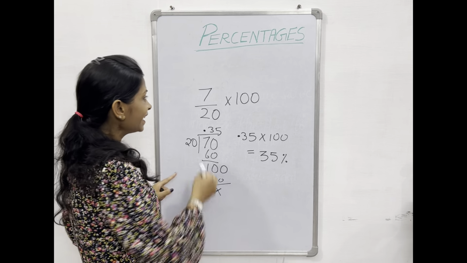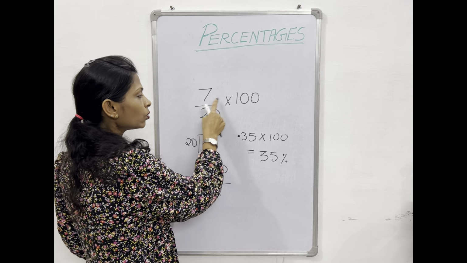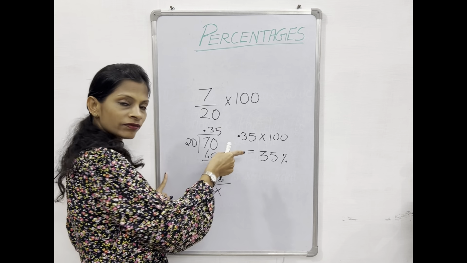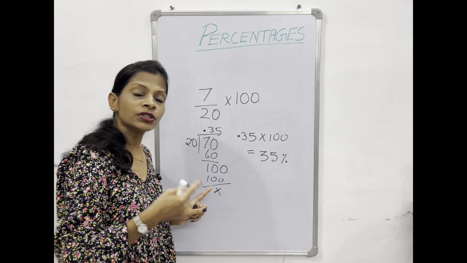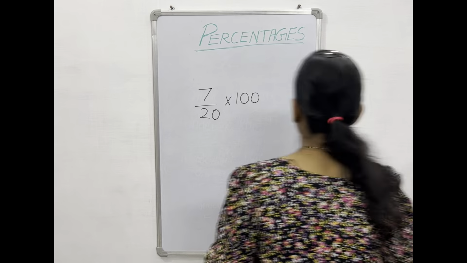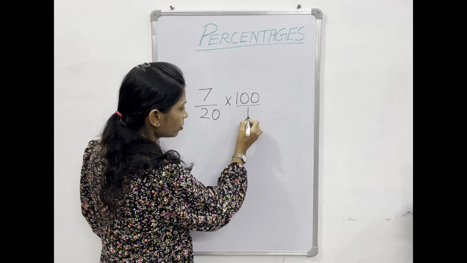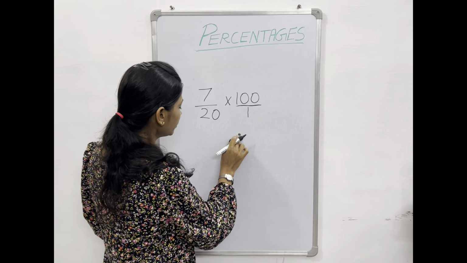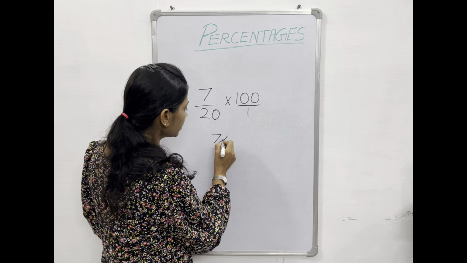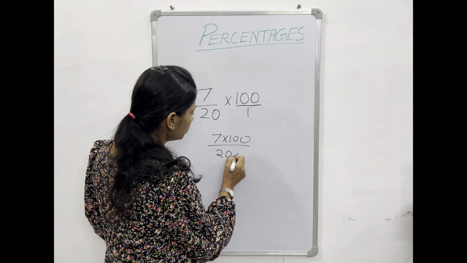Ta-da! Here I converted 7 over 20 into a decimal. What if I want to directly multiply or prime factorize my numbers and simplify? You can do that way also. Let's understand that also. In terms of fraction multiplication, 100 means 100 over 1. Any number has a denominator of 1. So I multiply the numerators together and I multiply the denominators together.